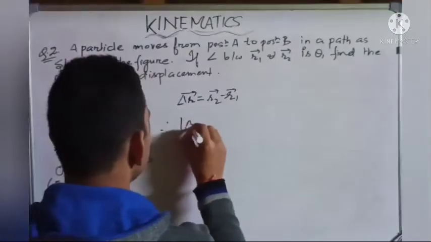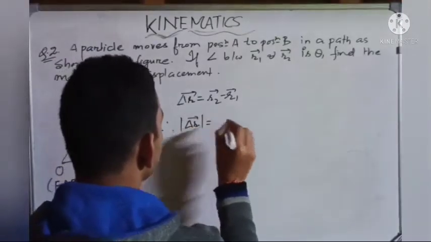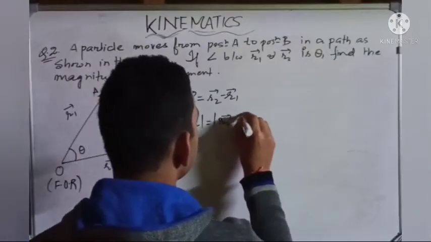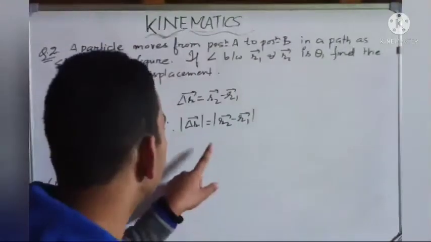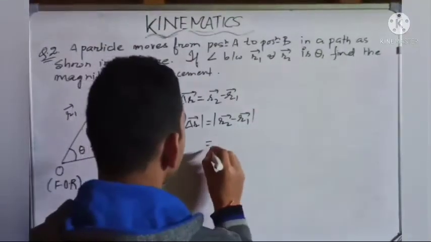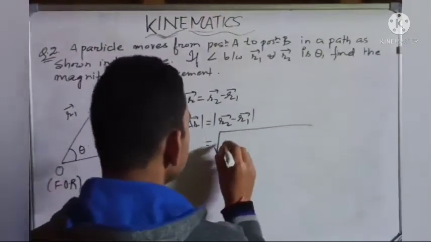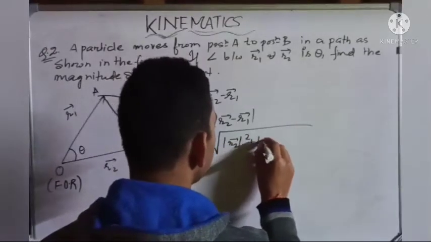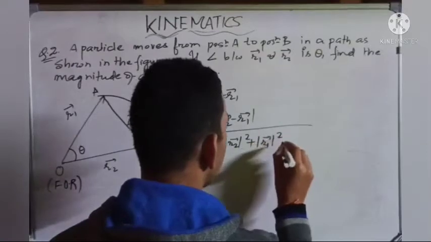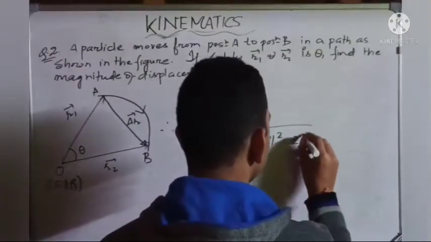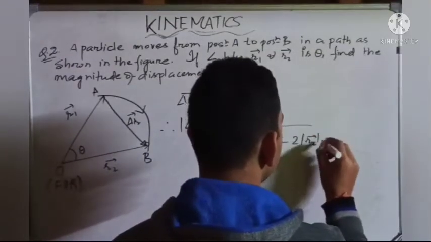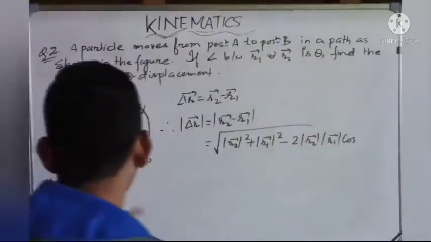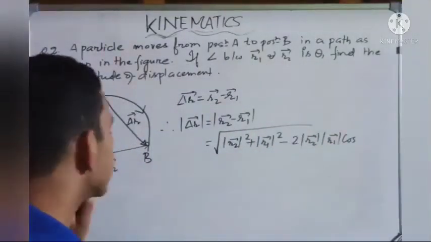Therefore, magnitude of displacement is equal to magnitude of R2 vector minus R1 vector, which we have already learned. We have already learned its formula, which is equal to square root of magnitude of R2 vector squared plus magnitude of R1 vector squared minus 2 times magnitude of R2 vector, magnitude of R1 vector, cos of the angle between R2 vector and R1 vector, which is theta.